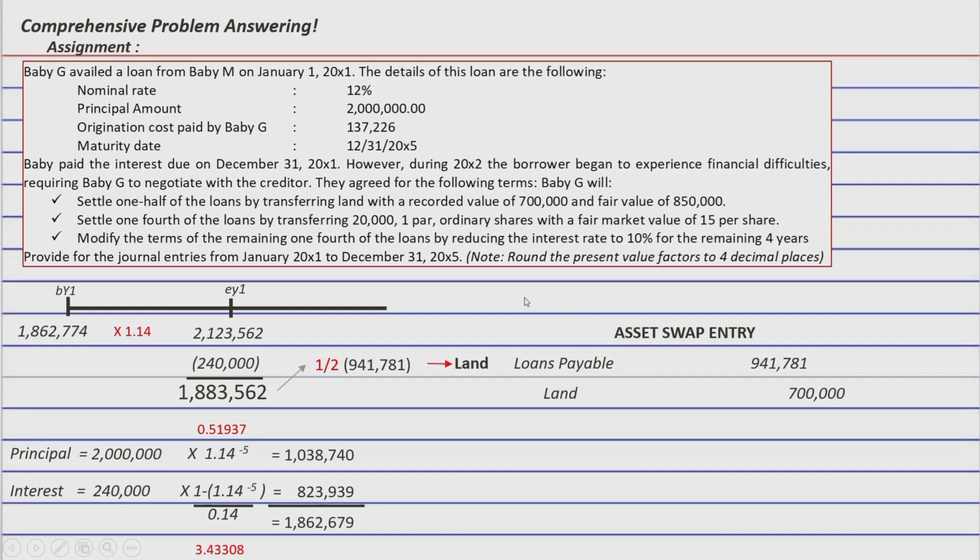Since the debit amount is greater, we have to recognize another account, which is gain on extinguishment of debt, the balancing figure, 241,781. So, that's the entry related to check number 1.